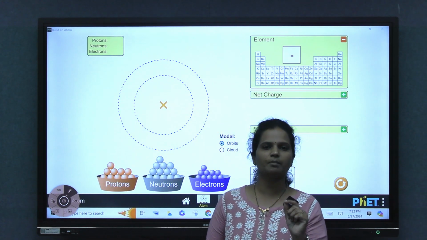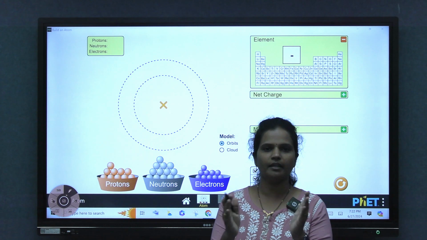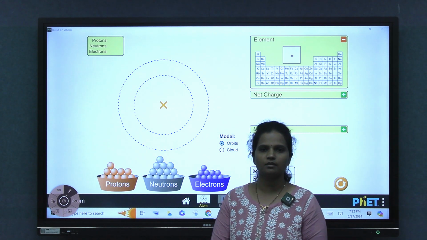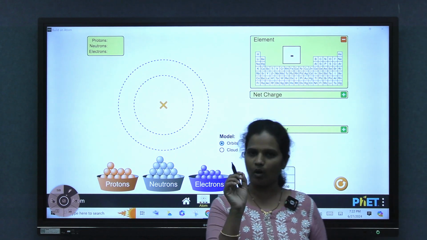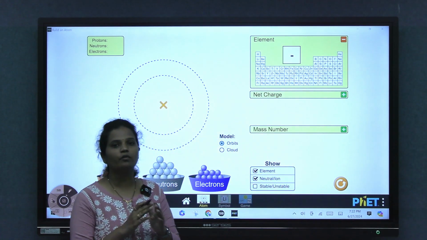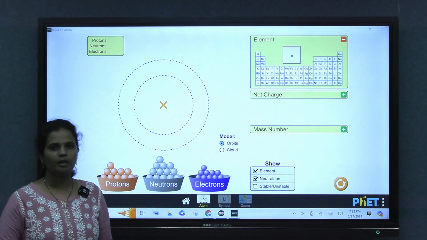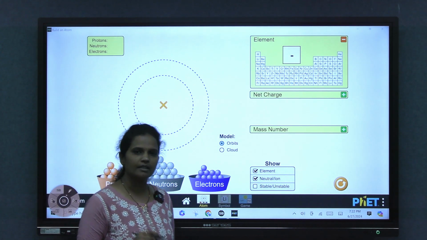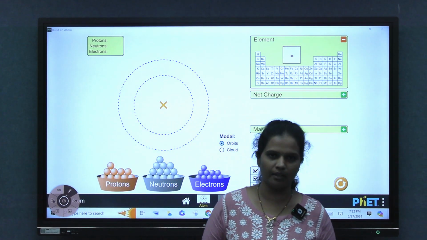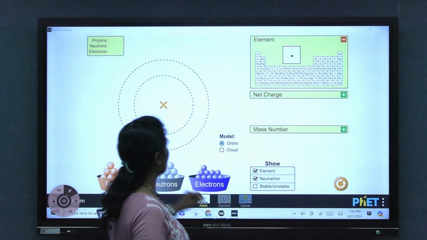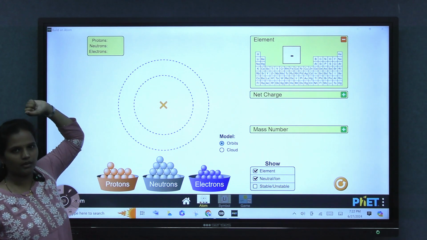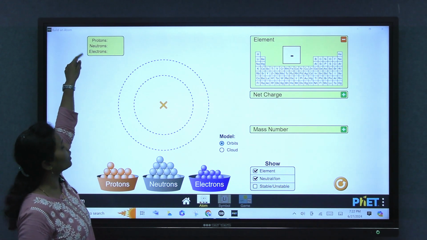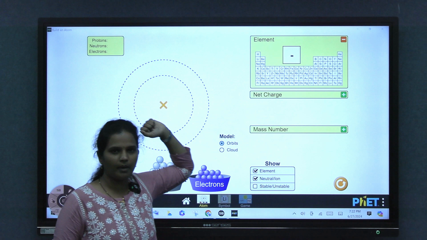So that smallest particle, can we divide it? Can we break it into two? No, right? So an atom is indivisible. But this atom consists of three subatomic particles. Those are nothing but protons, neutrons and electrons. These three are called subatomic particles.